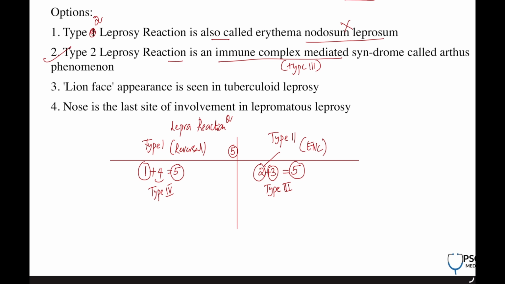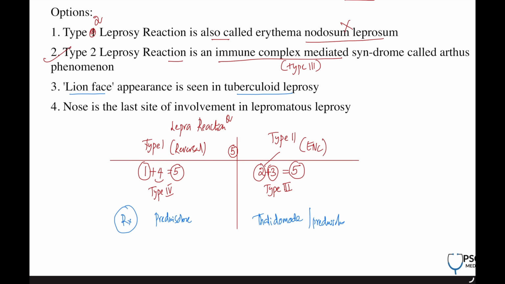Now they'll ask a lot of questions on treatment in other MCQ exams. The treatment of type 1 lepra reaction is corticosteroids, that is, we give prednisolone. Whereas thalidomide is the drug of choice in severe cases of type 2, erythema nodosum leprosum. Even prednisolone can be given, but thalidomide is the question constantly asked in exams. Now, lion face appearance is seen in tuberculoid leprosy.